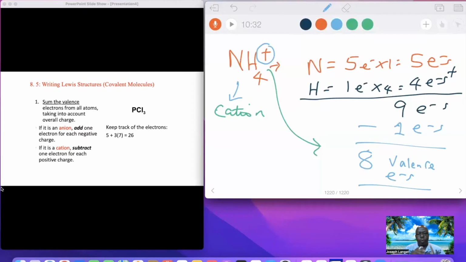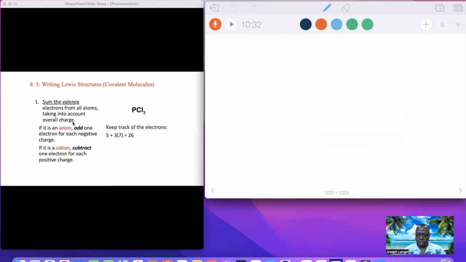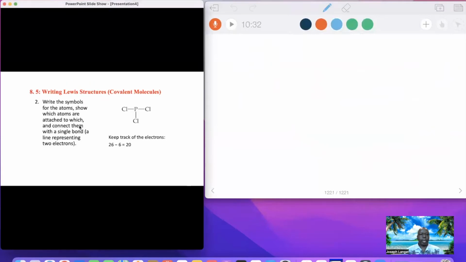So rule number 1 in drawing or writing Lewis structures for a molecule is counting the total number of valence electrons. For the most part, you will be dealing with main group elements, and the group number tells you the total valence electrons for that atom. Now, so far, so good. Let's see, rule number 2 here is drawing the skeleton.